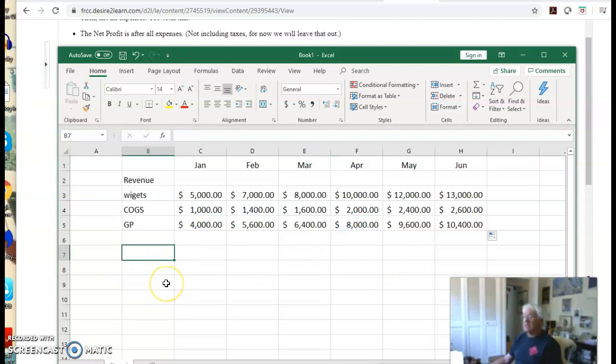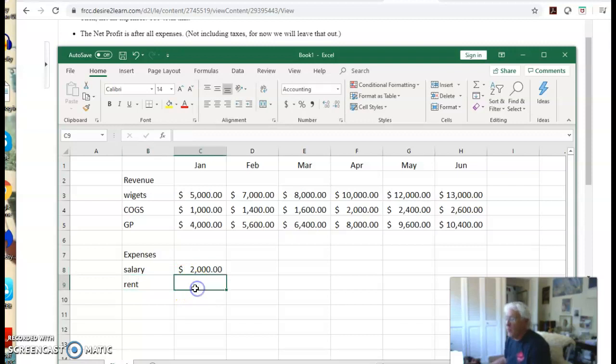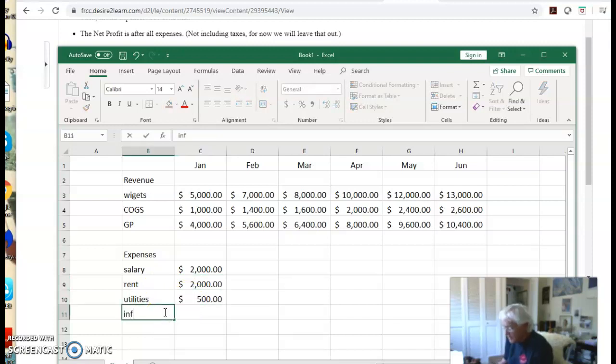Now I have to take out expenses, though. I have to take out salary of me, and I get $2,000 a month. Rent. My room is going to be $2,000 a month. Utilities, let's just go with $500. Insurance. I'm doing this whole assignment for you. Insurance is $400. You should know what some of these are.